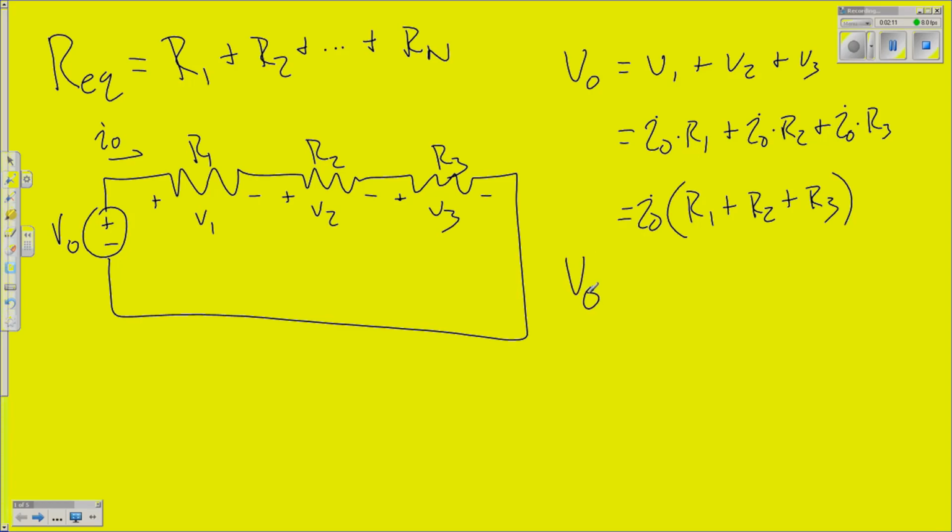So here we've satisfied Ohm's law, as long as that holds true, right? Easy peasy. Alright, how about in parallel? Well, that's a little bit harder.